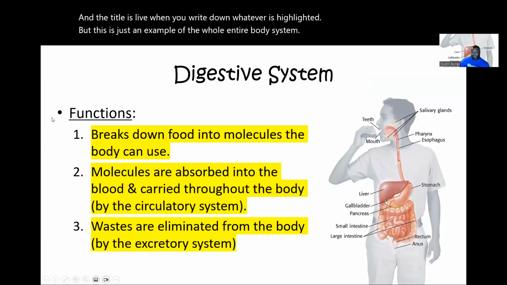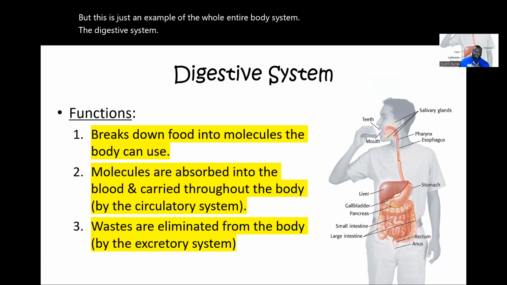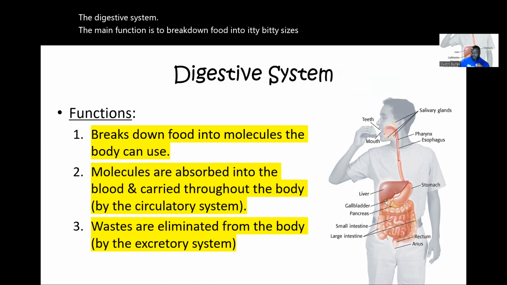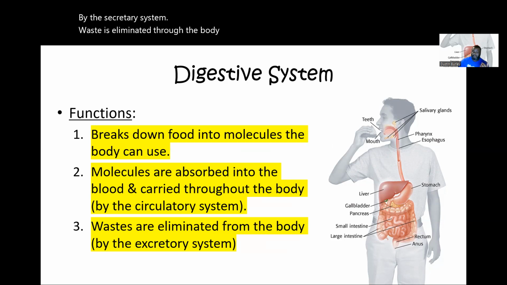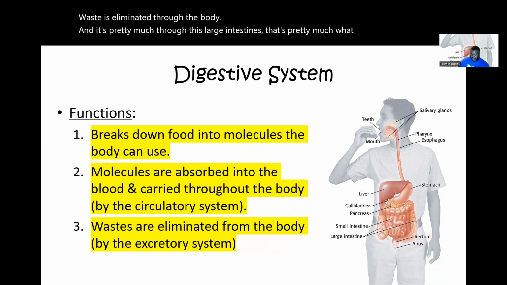The digestive system's main function is to break down food into itty bitty sizes. Also, the molecules that you get from the food are absorbed into the blood and carried throughout the body by the circulatory system. Waste is eliminated through the body, and it's pretty much through the large intestines. That's pretty much what that last one is talking about.